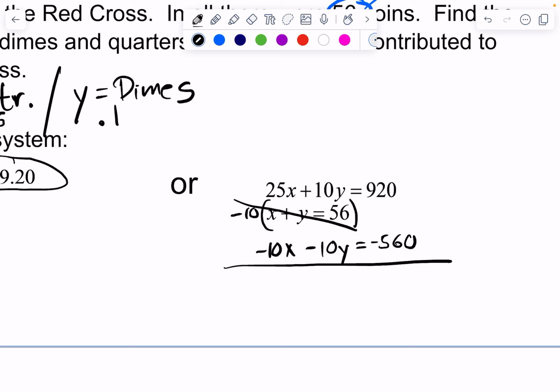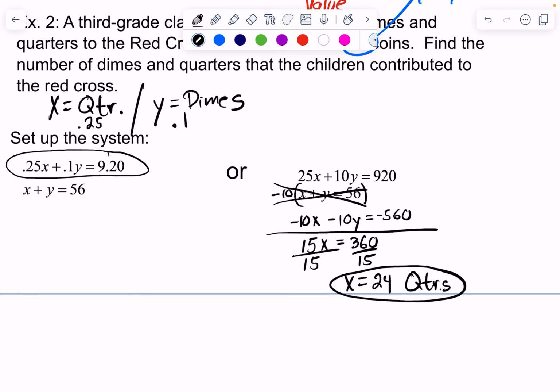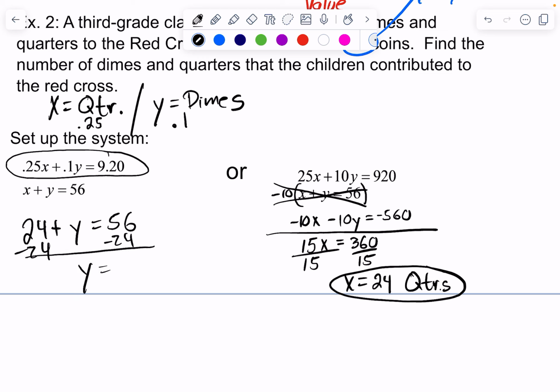So 25x, this is gone now. I already made that multiplication. So this is 15x equals 360, divided by 15. X equals 24 quarters. Okay. And now to find the number of dimes, they're asking you to find the number of dimes and quarters. 24 quarters plus y dimes equals 56. Subtract 24 to both sides, and y equals 32 dimes.